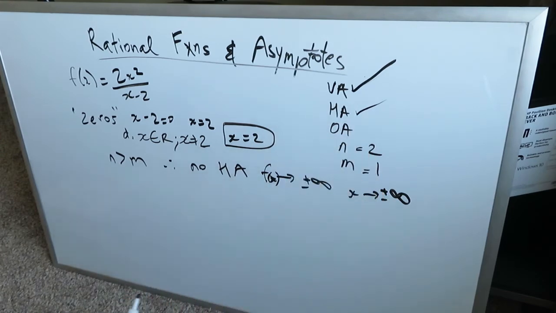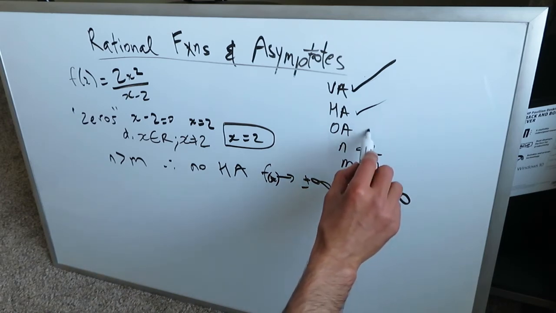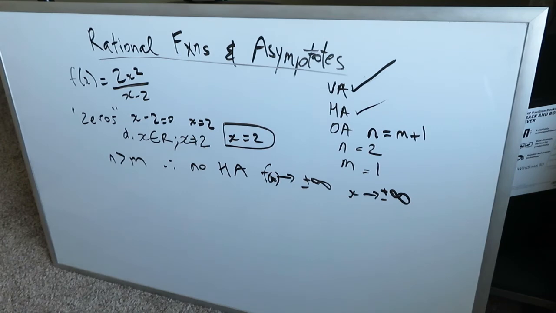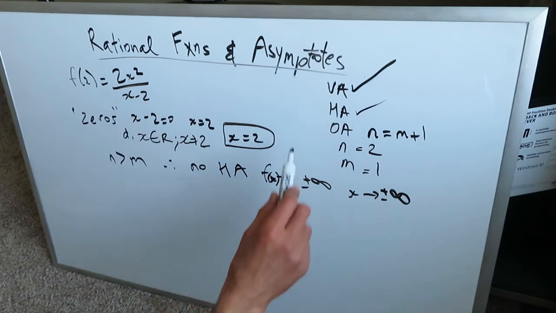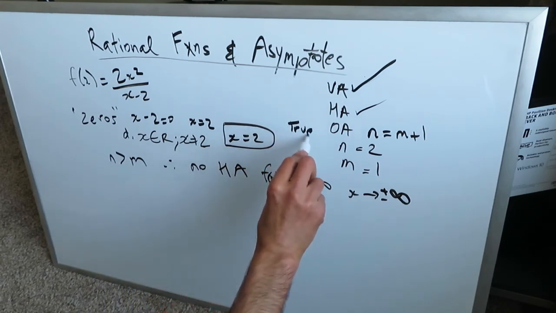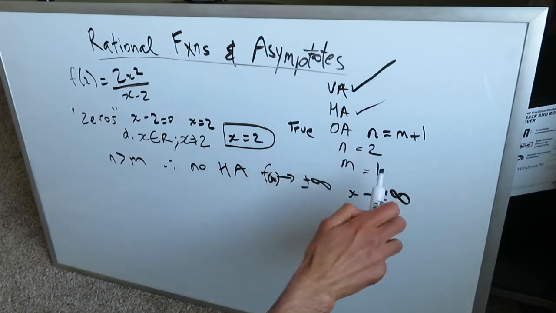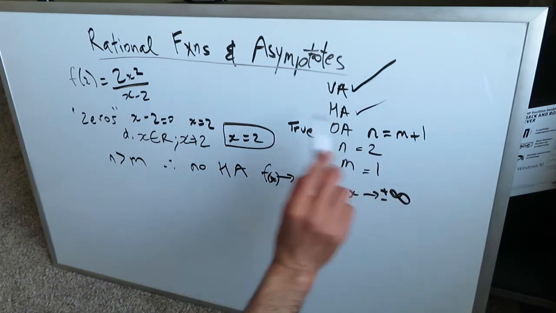Lastly, the oblique asymptote. Is there an oblique asymptote over here or not? What's the procedure for that? n must equal m plus 1. If n is larger than m plus 1, you can still determine an asymptote, but it will not be a true oblique asymptote. For a true oblique asymptote, n must always be m plus 1. Is n equal to m plus 1? Yes, it is, because if you take this m and add 1 to it, you get 2.